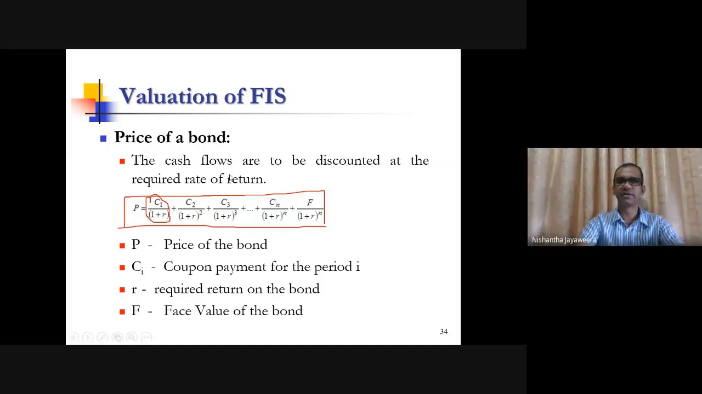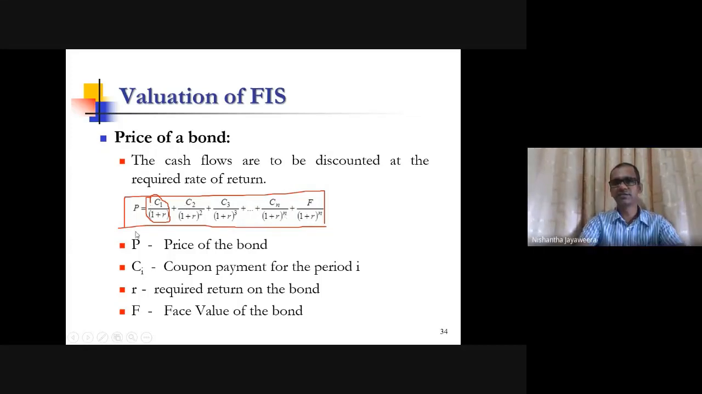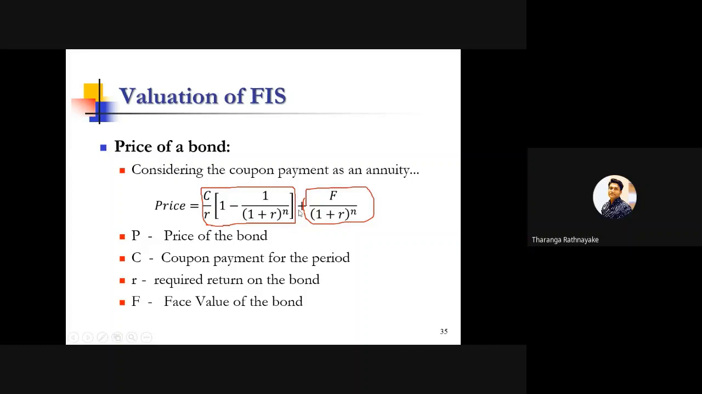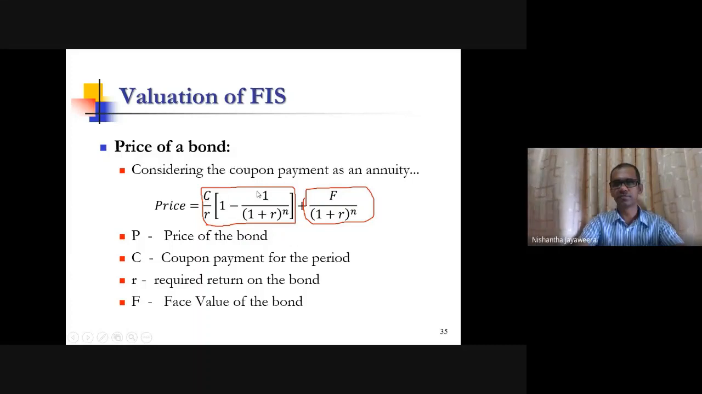If you go by the fundamentals, when the coupon rate is fixed, C1, C2, C3 up to Cn are the same figures. There's no difference, so this part can be considered an annuity. Then we have an equation to calculate the present value of an annuity. We use it to calculate the present value of coupon payments plus the present value of the face value. Then you get the present value, that means the price of the bond.